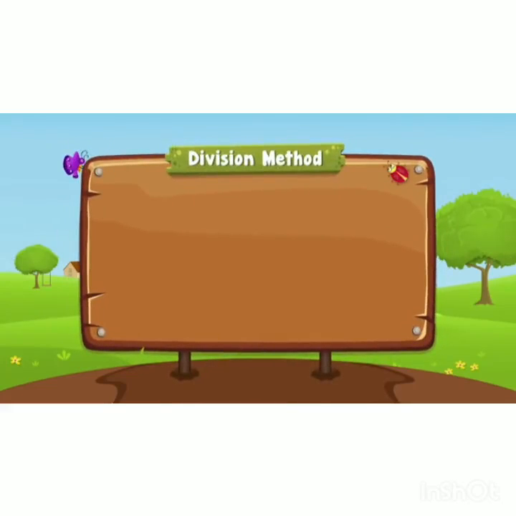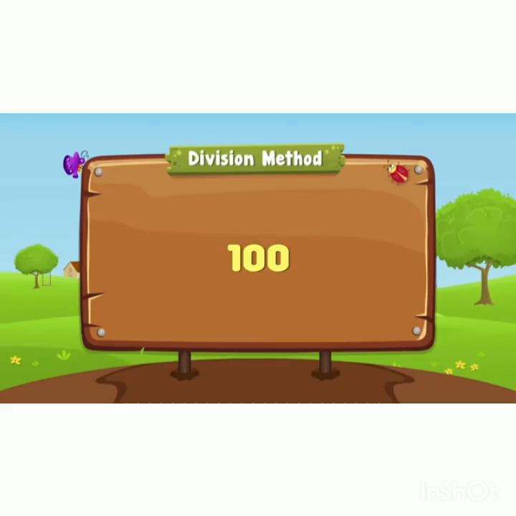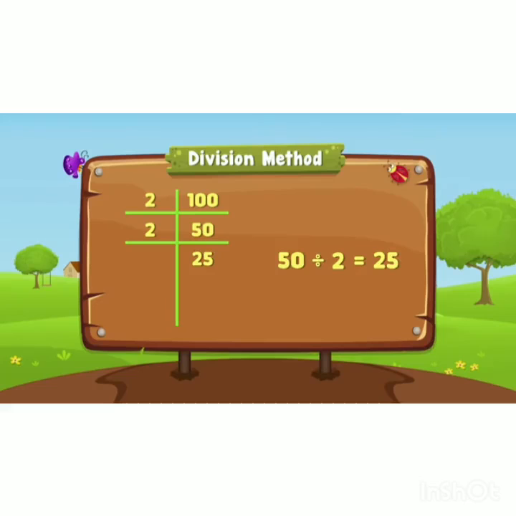In the division method, we keep dividing a number repeatedly till we get 1 as the quotient. Let us take 100 as an example. Its smallest prime factor is 2. So I divide 100 by 2. We get 50 as the quotient. We again divide 50 by its first prime factor, which is 2. We get 25 as the quotient.